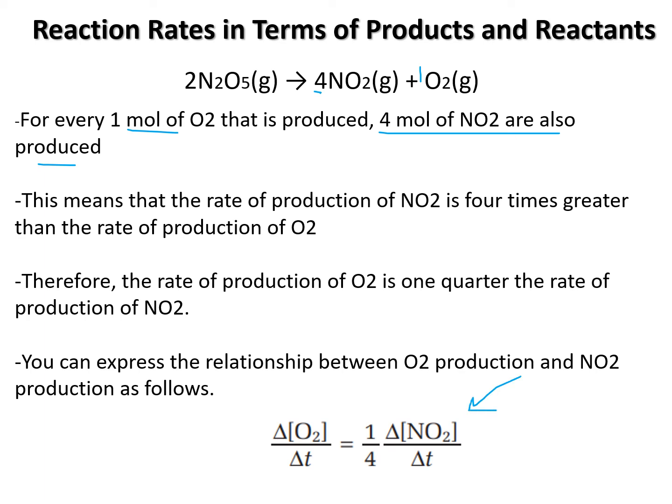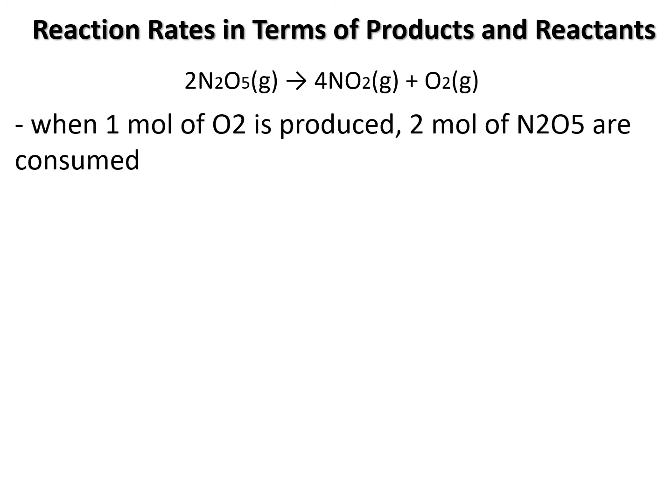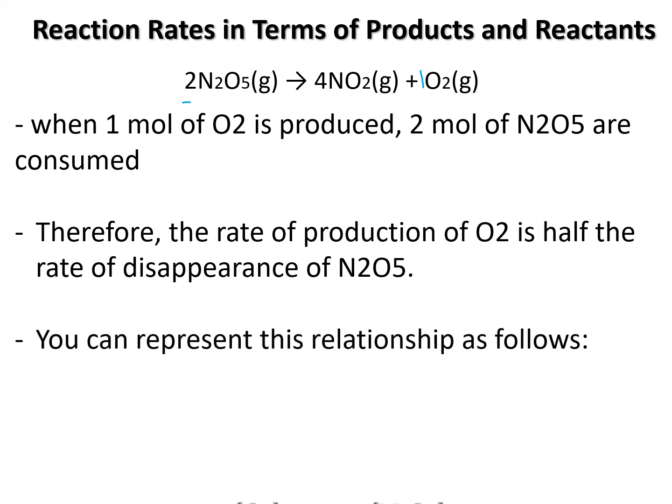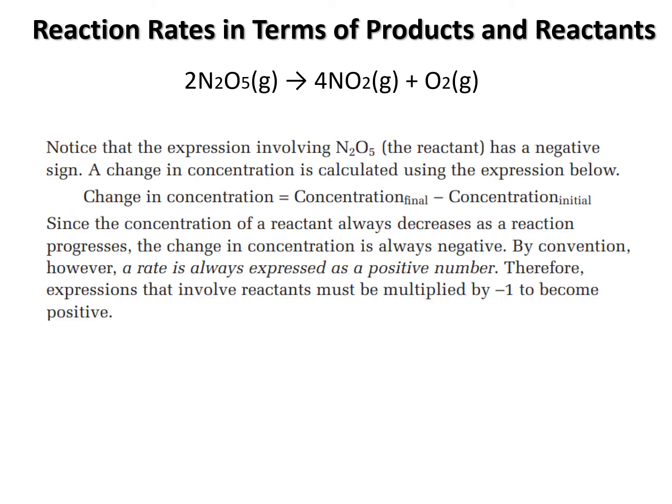Now we can look at the flip side here with our reactant. So we've got 1 mole of O2 produced from 2 moles of the N2O5. Comparing those, you see it's a half, and that's going to be our relationship. You'll notice that we have a negative sign here because the reactant is what we're talking about. That's what we're comparing, and it's going down. So notice the expression involving the reactant has a negative. This is essentially what I was just explaining here.